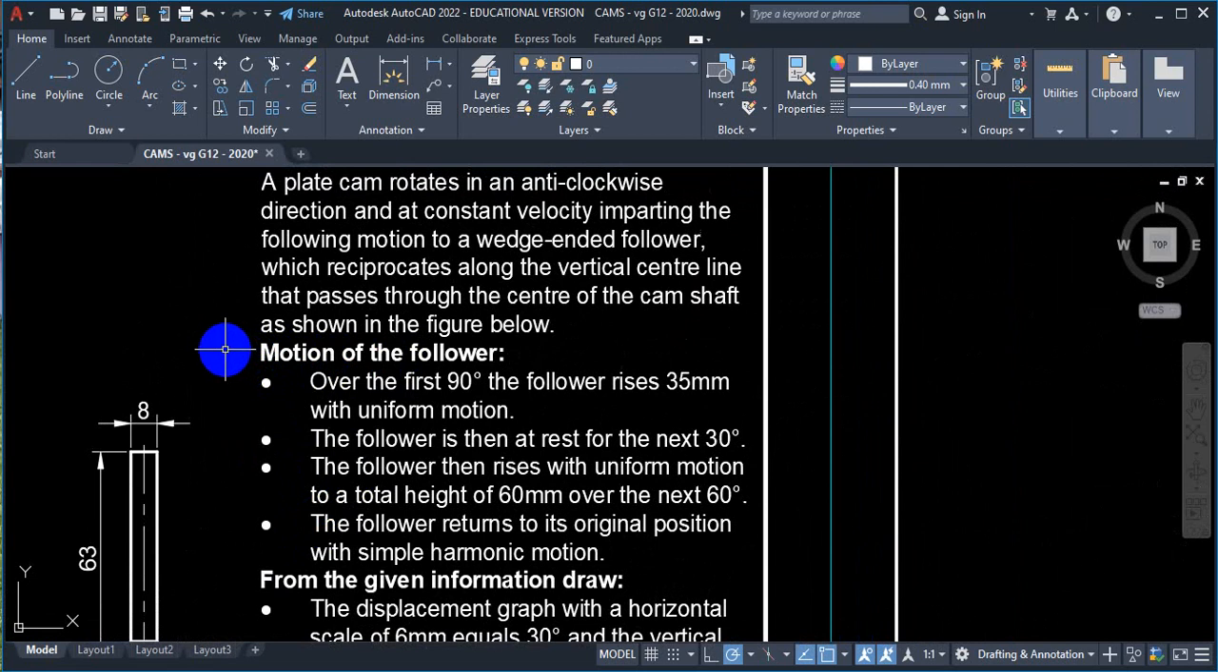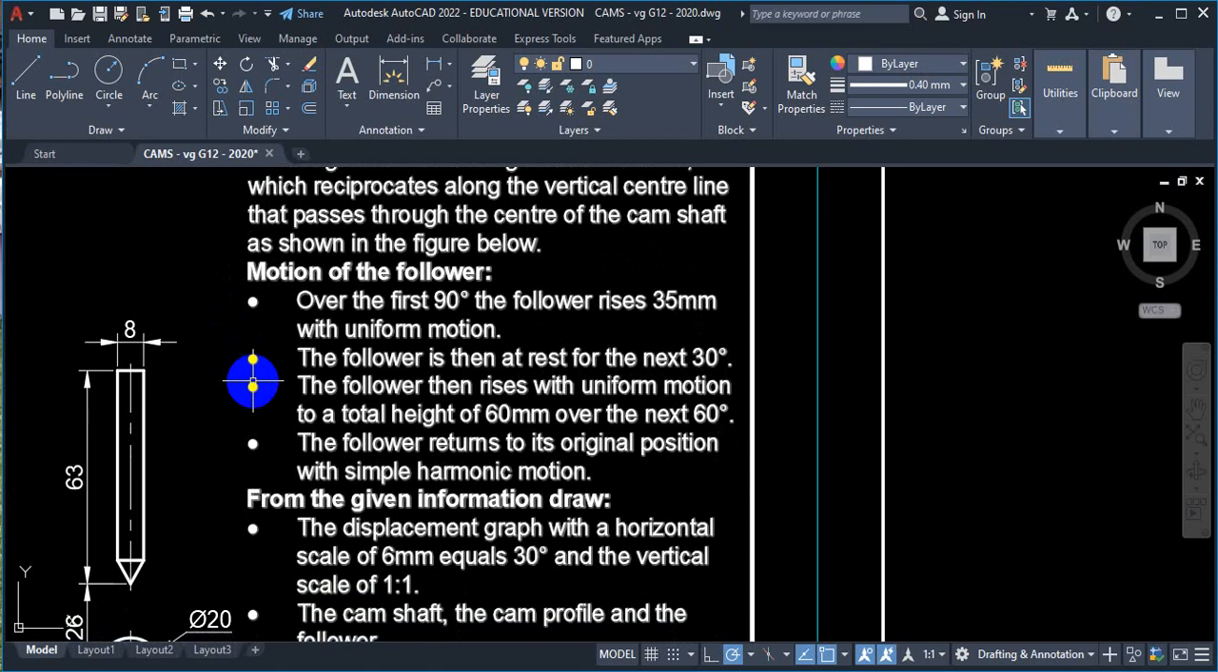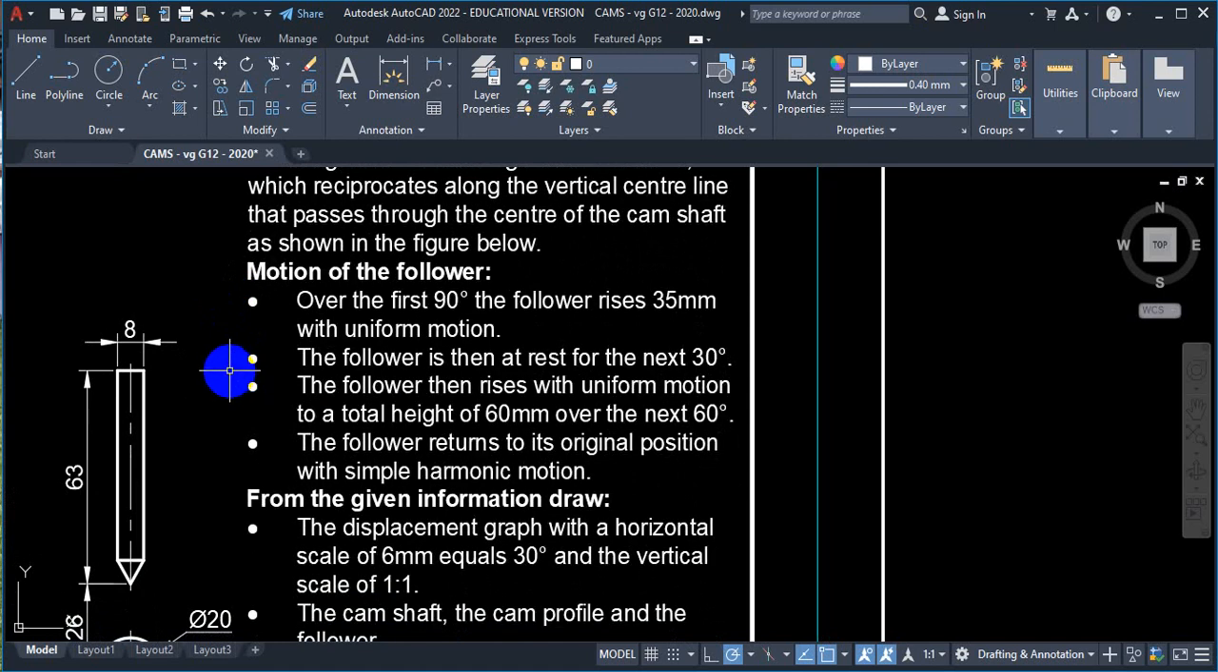The motion of the follower: over the first 90 degrees, the follower rises by 35 with uniform motion. That's a straight line. The follower is then at rest for 30 degrees. The follower then rises with a uniform motion, again a straight line, to a total height of 60 millimeters over the next 60 degrees. The follower then returns to its original position with a simple harmonic motion. Now this changes, so there's a different way of doing that.